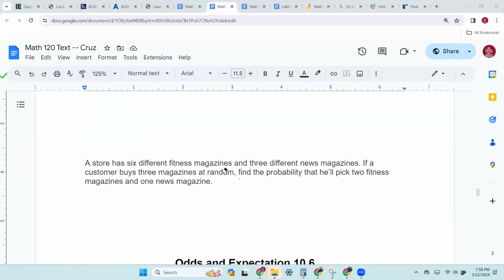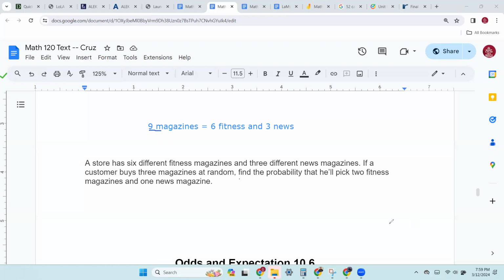And then we got a store has 6 different fitness magazines and 3 different news magazines. So it has 9 magazines total, okay? 6 fitness and 3 news. All right. They don't tell you 9 there, but we need to know that. All right. And then asking, a customer is going to buy 3 magazines at random. Find the probability that he'll pick 2 fitness magazines and 1 news magazine.